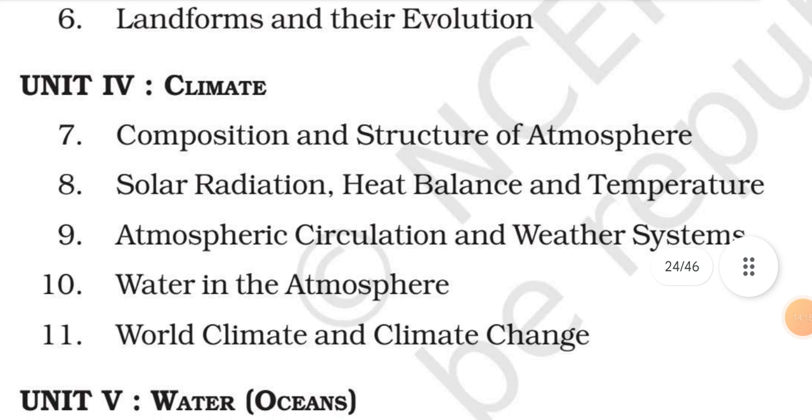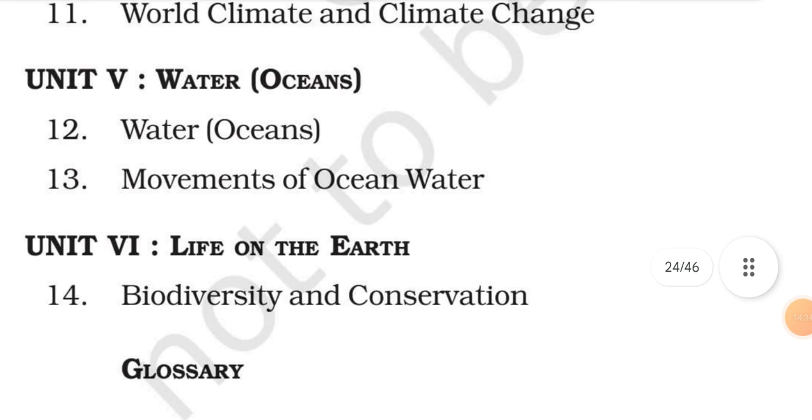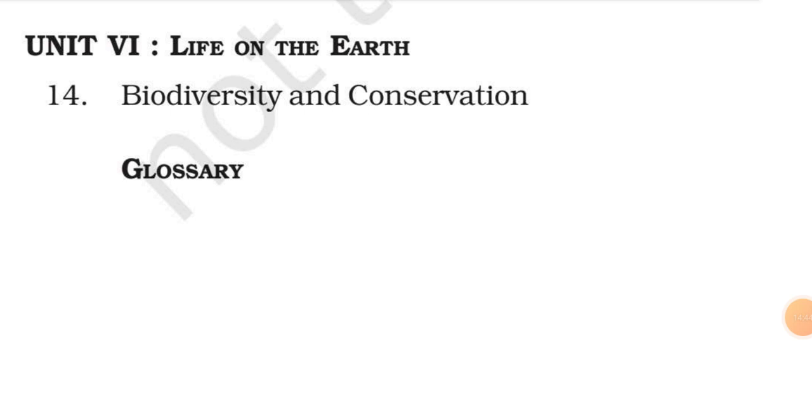Unit 4, Climate. 7, Composition and Structure of Atmosphere. 8, Solar Radiation, Heat Balance and Temperature. 9, Atmospheric Circulation and Weather Systems. 10, Water in the Atmosphere. 11, World Climate and Climate Change. Unit 5, Water (Oceans). 12, Water (Oceans). 13, Movement of Ocean Water. Unit 6, Life on the Earth. 14, Biodiversity and Conservation. Glossary.